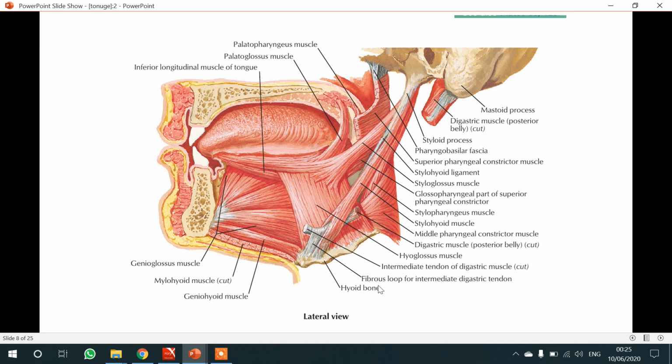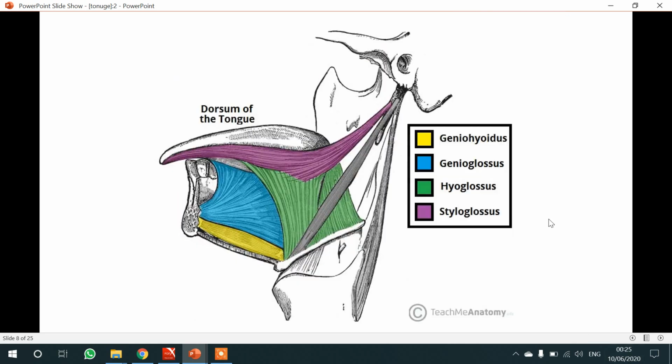So this was hyoglossus. Here in this diagram you can also look, the green one is hyoglossus. Hyo means from hyoid and glossus means the tongue. Now the third one is styloglossus.